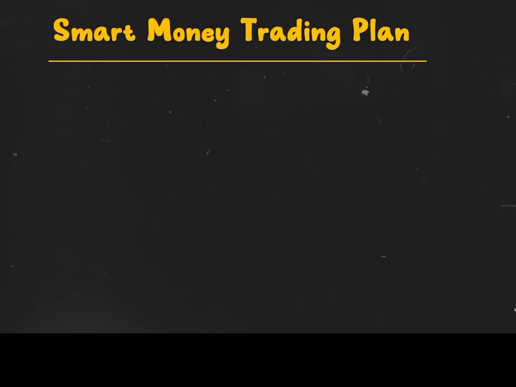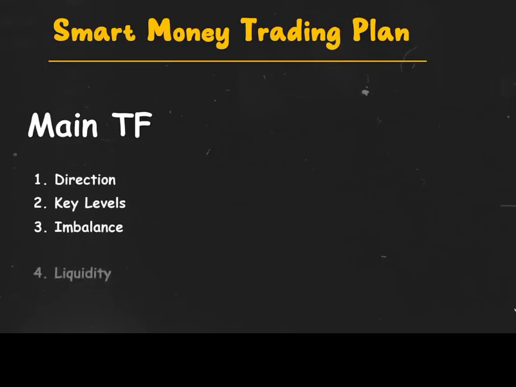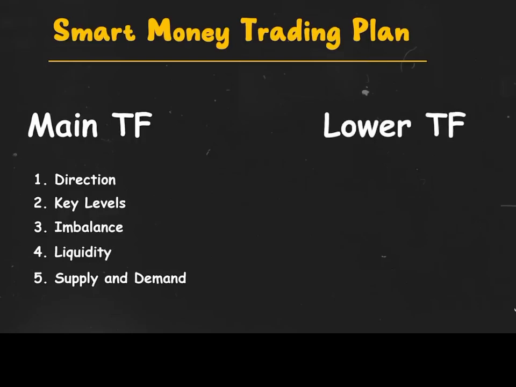The Smart Money Trading Plan consists of two major time frames. First, we have the main time frame, where we'll do most of our general analysis. This includes reading the market structure to find the direction, identifying key levels, imbalances, liquidity, and most importantly, spotting supply and demand zones that might offer high-quality trading setups. In the second part, we'll zoom into a lower time frame to look for confirmation and enter the trade.